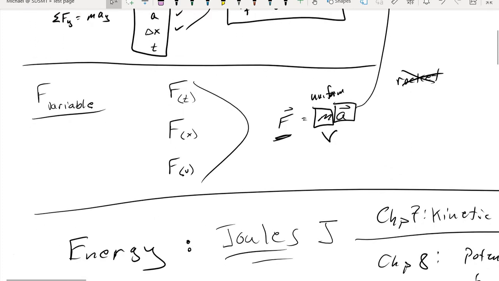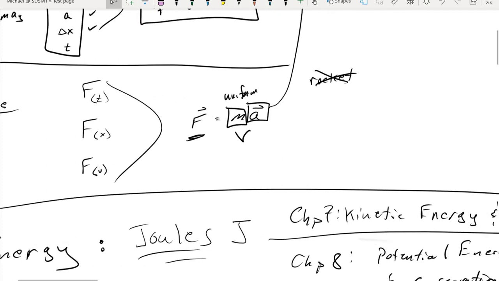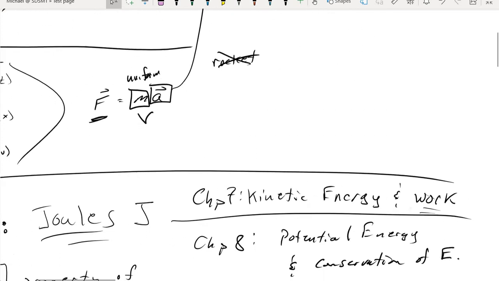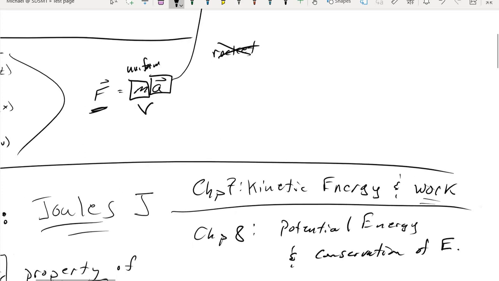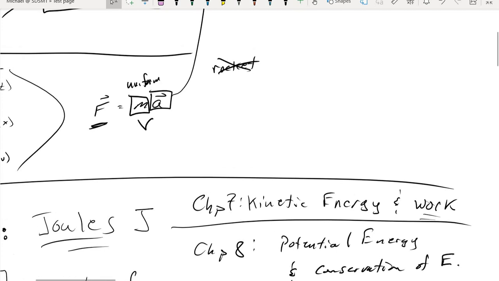Chapter 7 and Chapter 8 are going to be our introduction to energy. We're going to have different types of energy along the way. In Chapter 7, we start with kinetic energy and work. We'll define what those are here in a moment. Then we continue into Chapter 8 with potential energy and the conservation of energy.